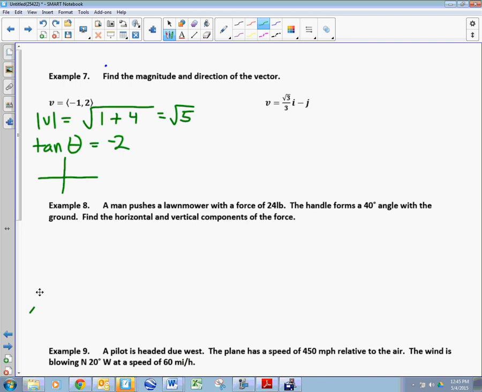Where is tangent negative? Very good, 2 and 4. Tangent is negative in 2 and 4. Which quadrant are we working in if our vector is negative 1, 2? It's in the second quadrant. So let's take the inverse tangent of 2 on our calculator. We're going to work in degrees because for these applications, all the answers are in degrees.